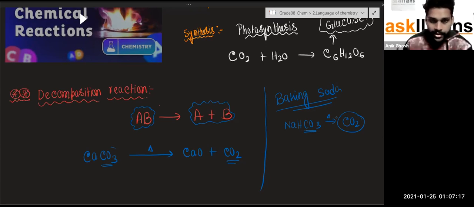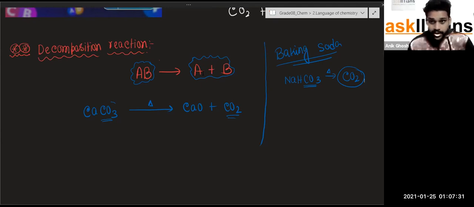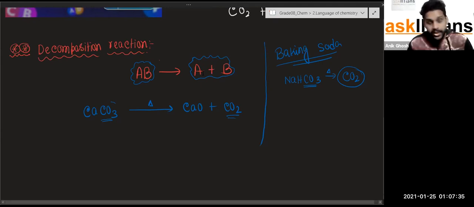Now let's get back to our points. You're understanding it, right? Fine. So that is called a decomposition reaction. When does it occur? In every type, when we heat things, it just breaks up into its constituent particles. That is a decomposition reaction.